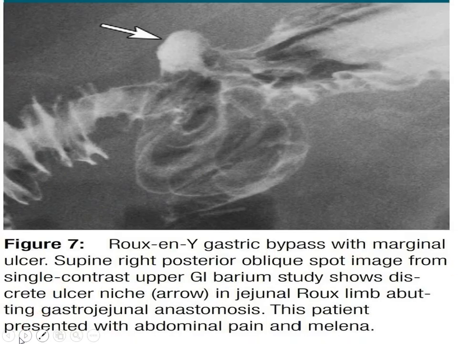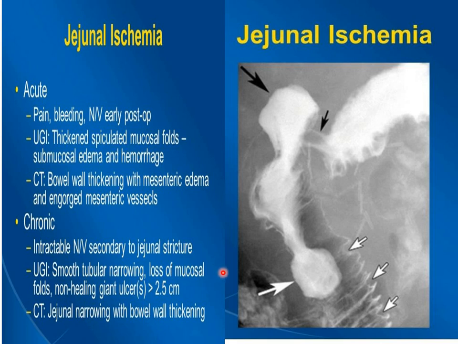This is detail about it. Jejunal ischemia. We have two types of jejunal ischemia. The first one is the acute, the second one is the chronic. What's the acute one? They will get pain, bleeding, and also early post-operative nausea and vomiting. Upper GI imaging: thickened spiculated mucosal folds, as is shown here. Submucosal edema and hemorrhage can be seen.